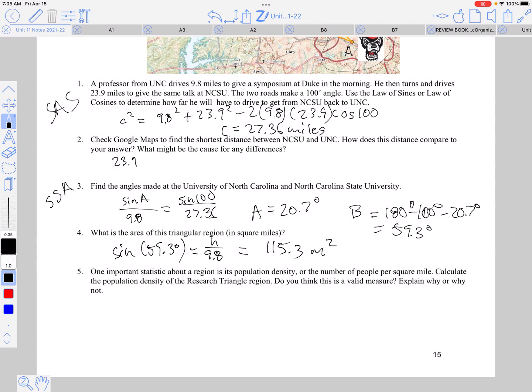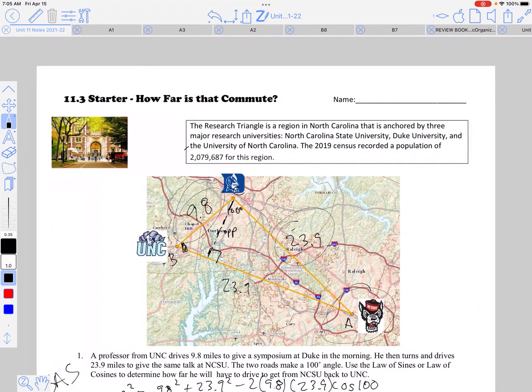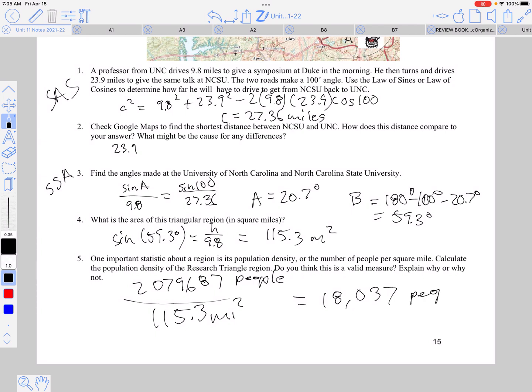And then one important statistic that people need is the population density. And they do that by, as you can read right there, the number of people divided by the square miles. So we're going to take this number of people, so that's people divided by miles squared. That's going to give me 18,037 people per square mile.